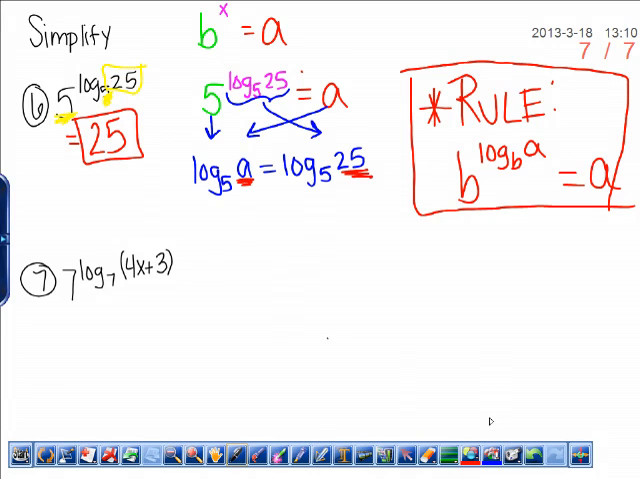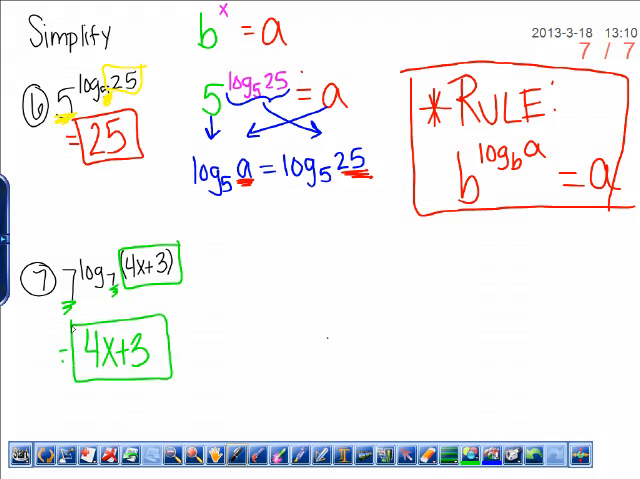So look at 7 to the log base 7 of 4x plus 3. So recognize you've got your base and your base. So what does this simplify to? Your argument, 4x plus 3. Would you not simplify that to x? Would you simplify that to like -3 or 4? No, because there's no equal sign. Can't solve anything here.